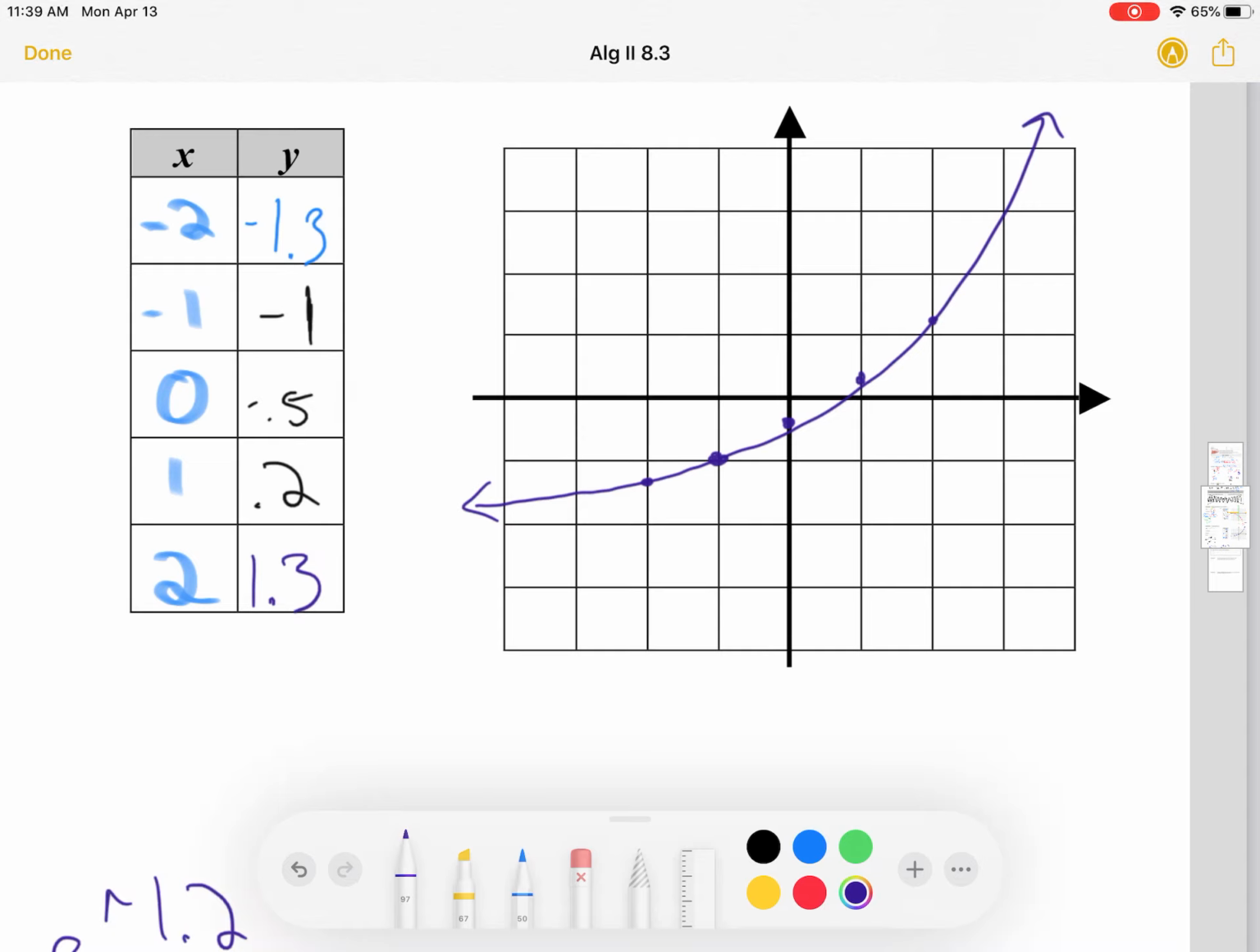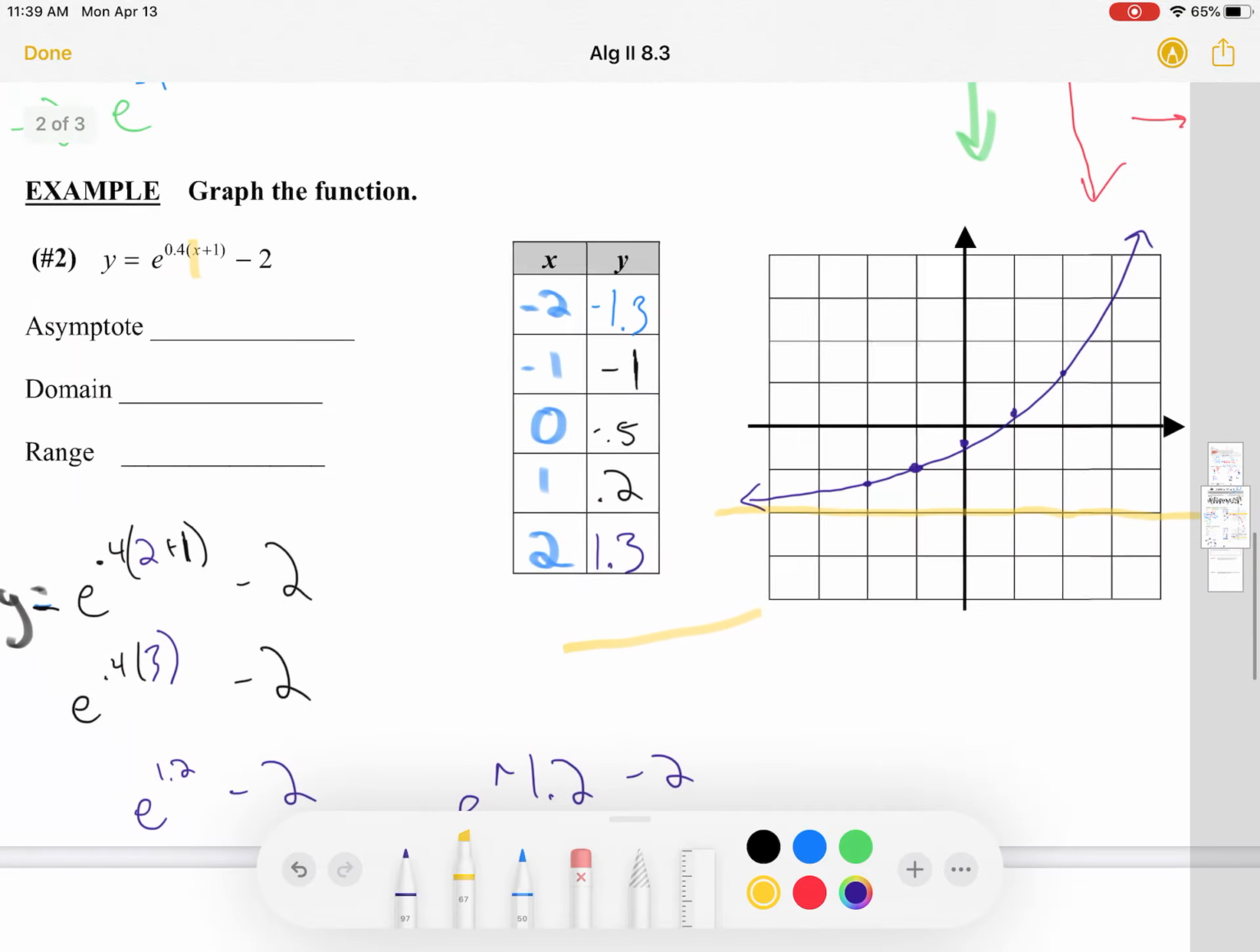Now, you should be able to see, hey, this is going to get really, really close to this line. If it gets really, really close to a line but doesn't touch it, that's again called our asymptote. So our asymptote is a horizontal line. So it's y equals, and how far down do you go to get to the green point right there? Well, you go down 2, so y equals -2 should be your asymptote.